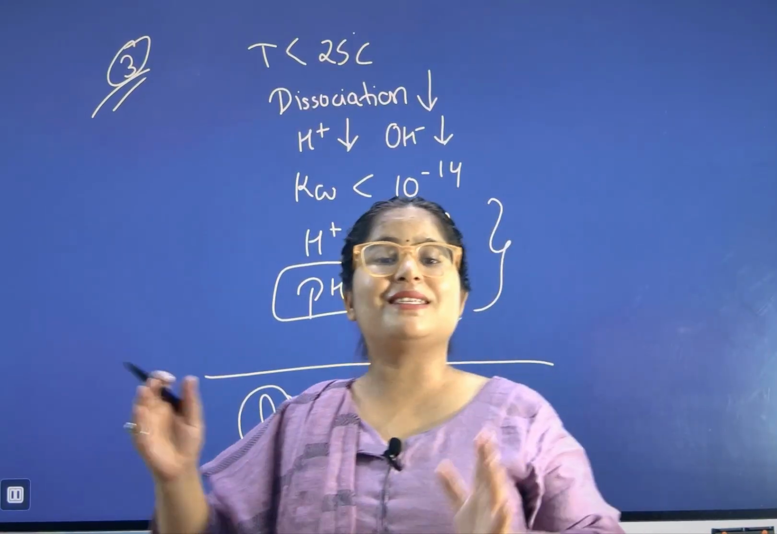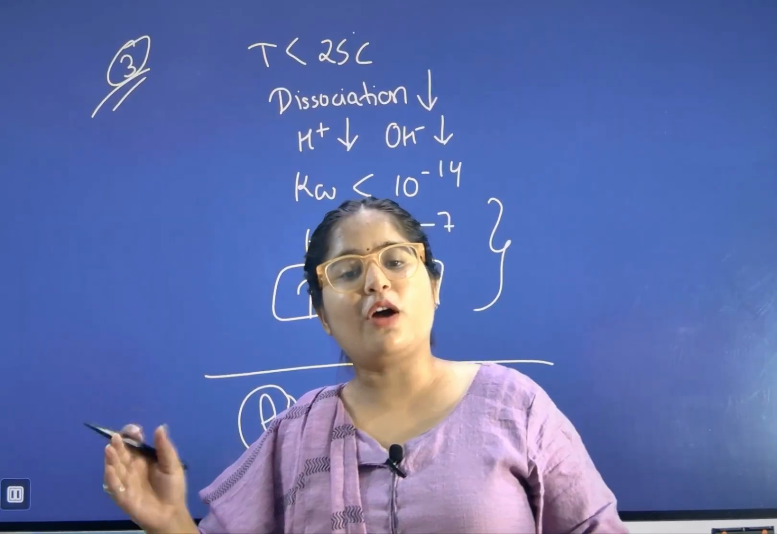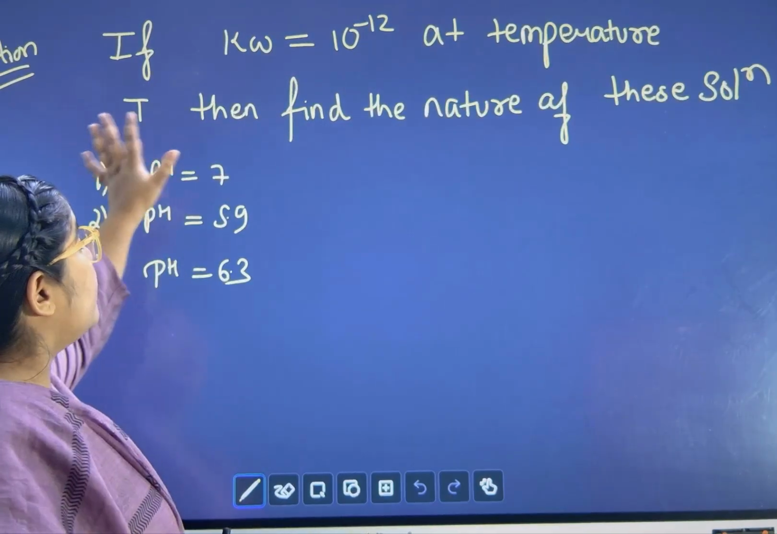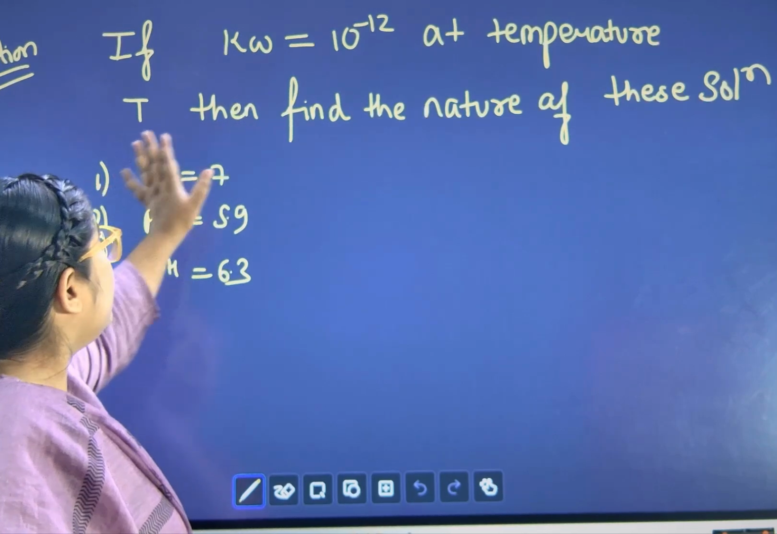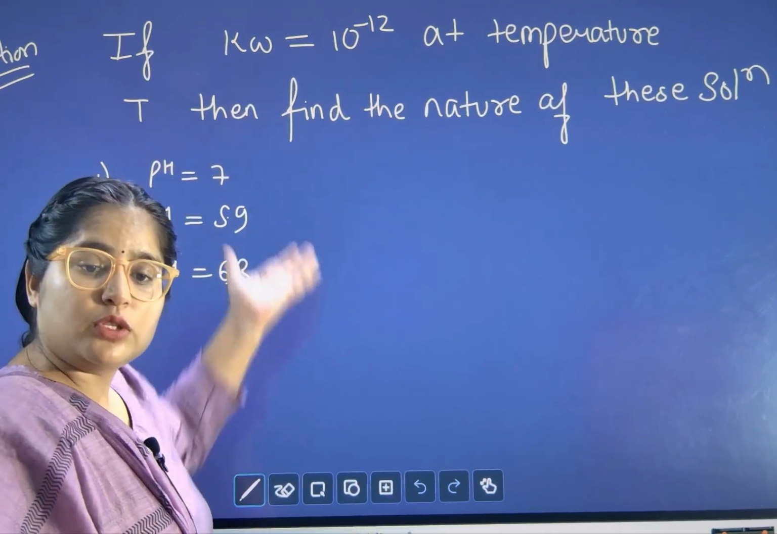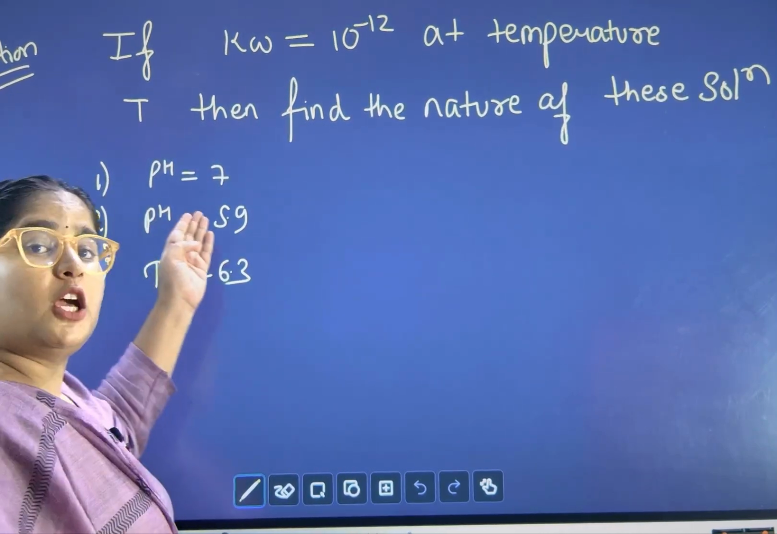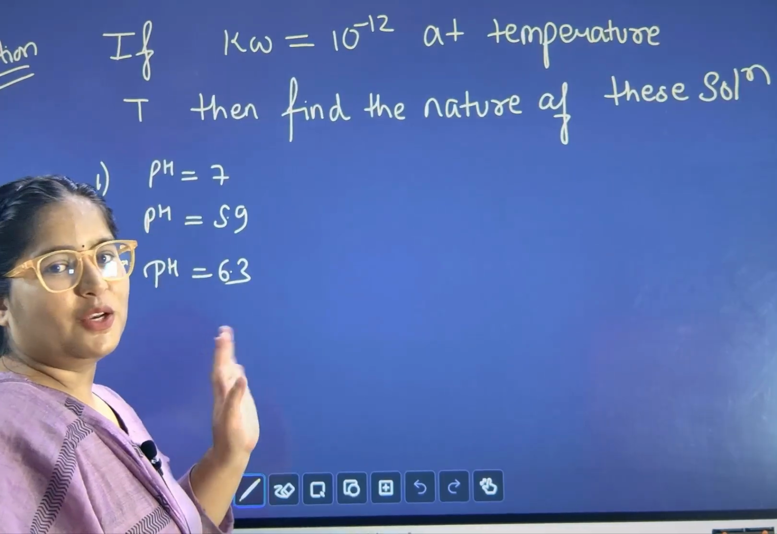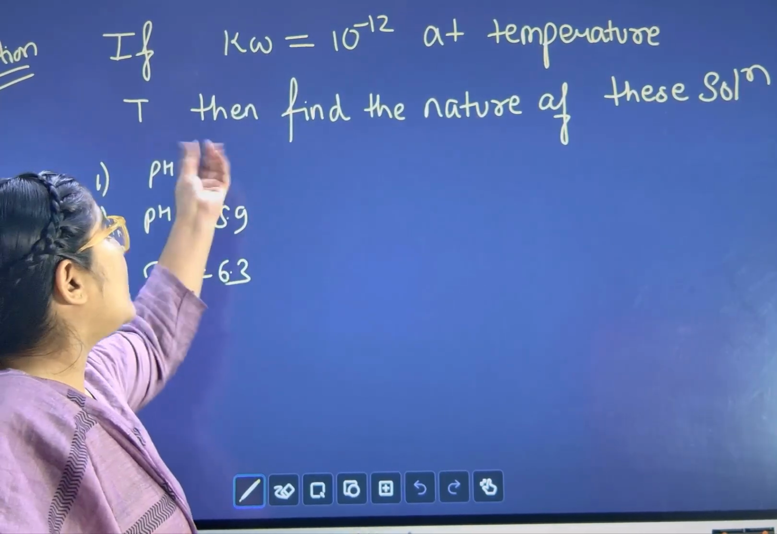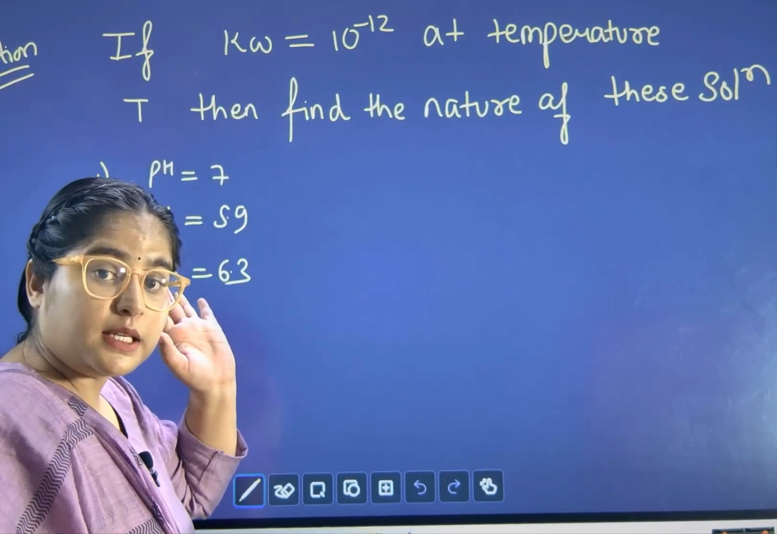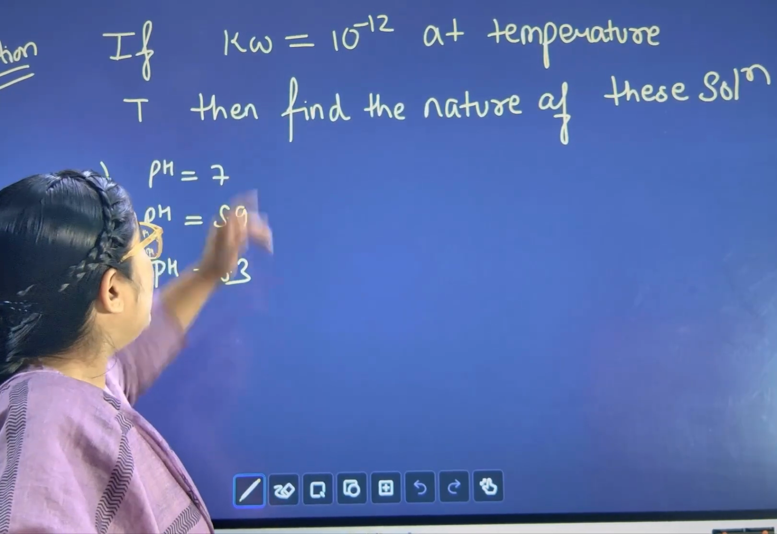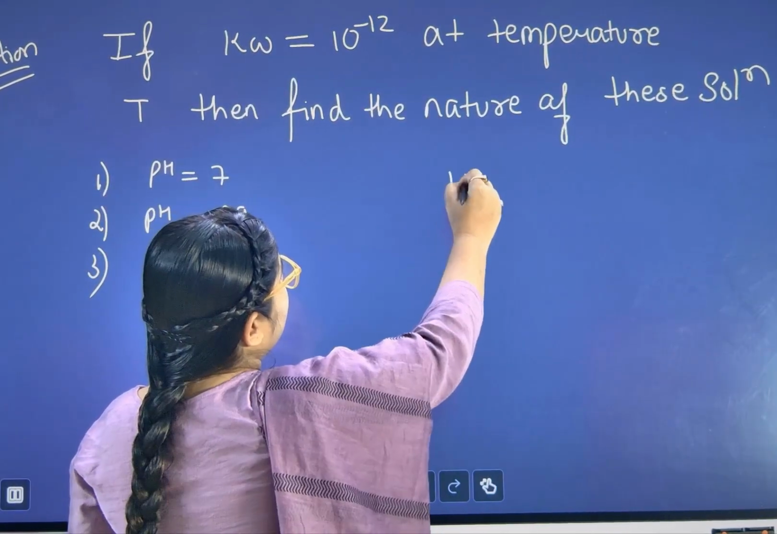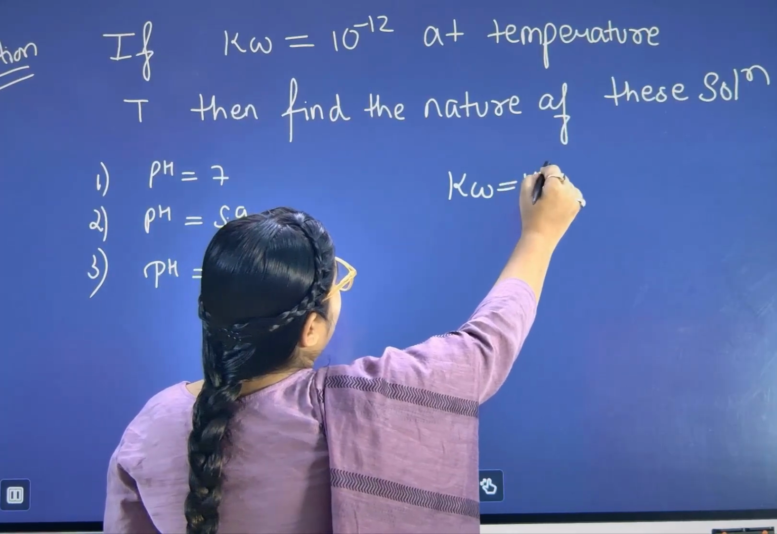When the temperature is changing, the pH will also change. So the question is, if Kw is 10 to the power minus 12 at temperature T, then find the nature of these solutions. Okay, so you will not say, ma'am, pH 7, so it is a neutral solution. No, see what is given: at a temperature T, some specific temperature they have given. I have told you when temperature changes, pH may change. And what is Kw here? Tell me fast. Kw is 10 to the power minus 12.